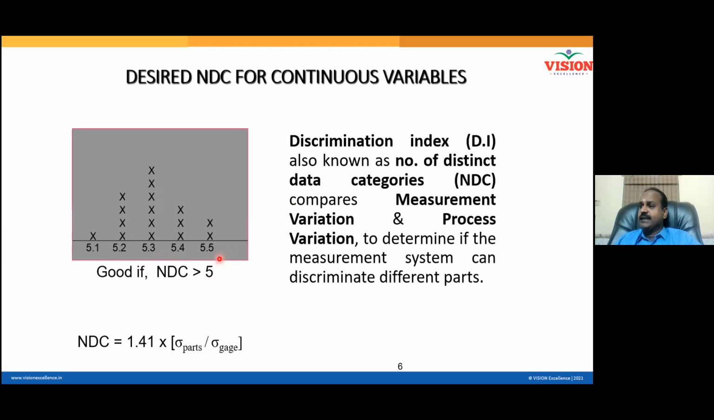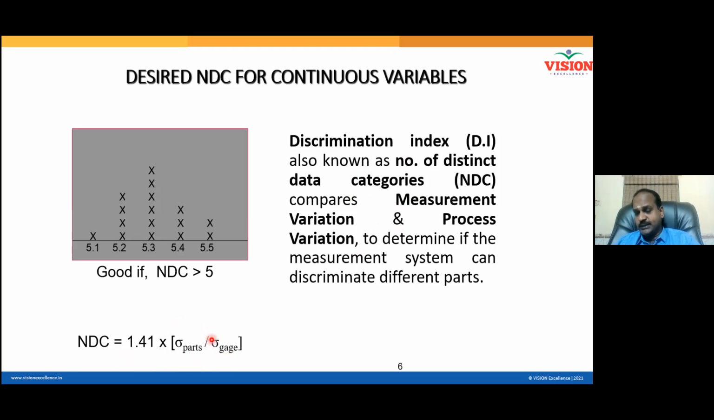And so NDC, otherwise called the discrimination index, needs to be minimum 5 in any measurement system. Whatever you are collecting, please make sure you keep an NDC of minimum 5. If you are not able to keep NDC of minimum 5, later on you will struggle with your data during the analysis. You may not get the deeper insight about the problem. NDC compares measurement variation and process variation. The statistical formula for NDC is this. Minitab will calculate using this formula. You don't have to worry how Minitab calculates, but this is the formula: 1.41 times sigma of the parts divided by sigma of the gauge.